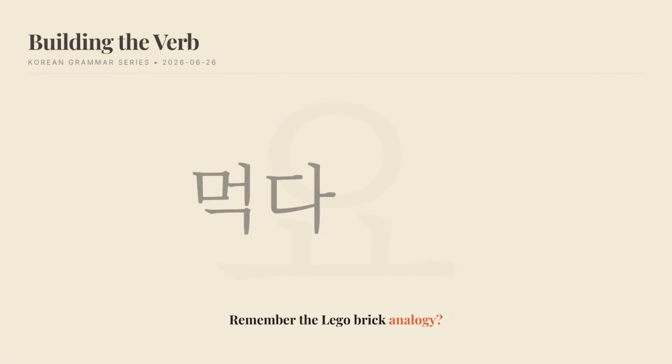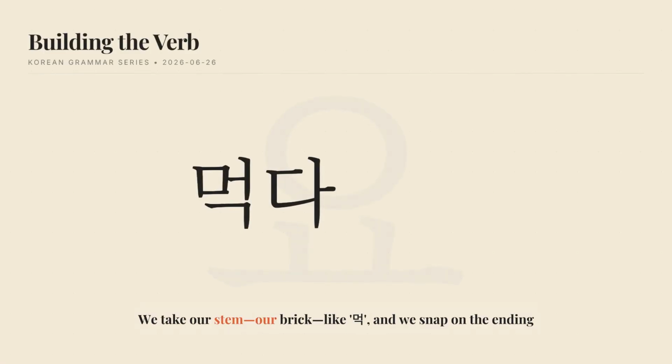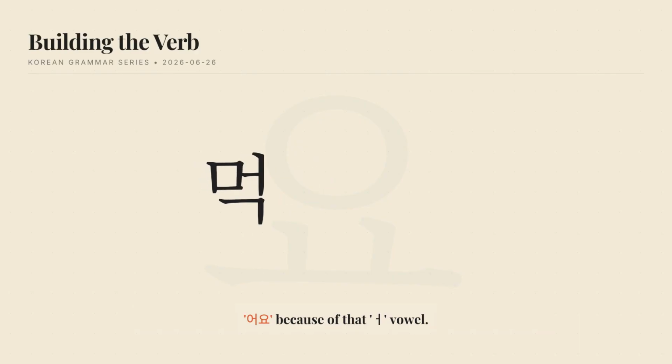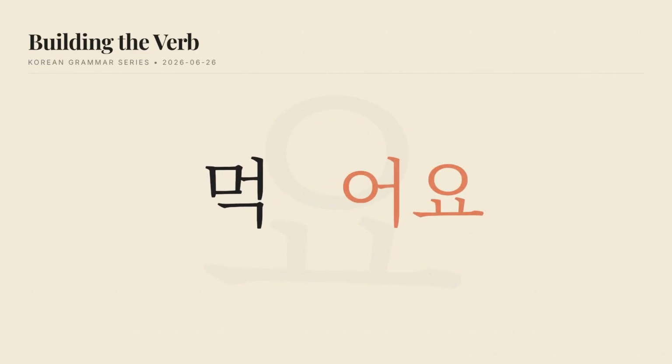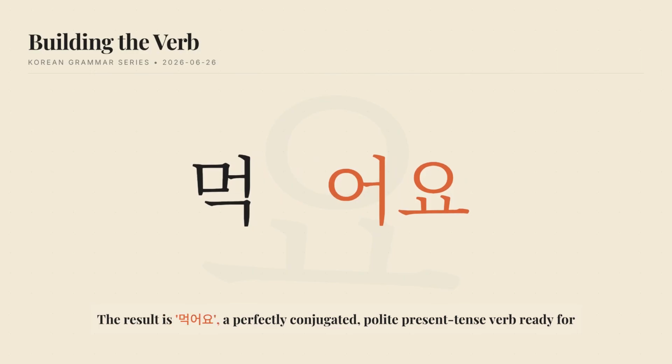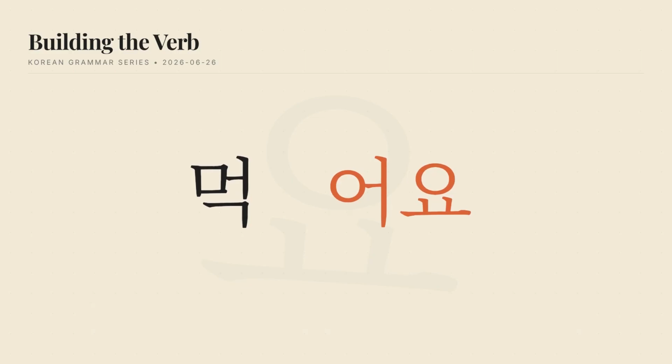Remember the Lego brick analogy? We take our stem, our brick, like 먹, and we snap on the ending 어요 because of that eu vowel. The result is 먹어요, a perfectly conjugated, polite present tense verb ready for a sentence.